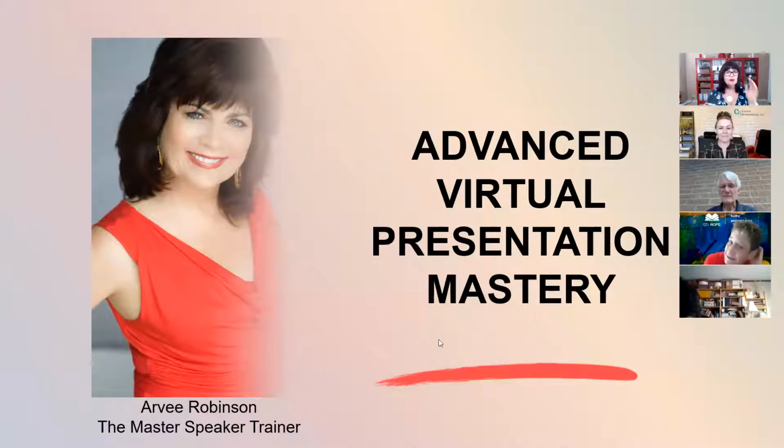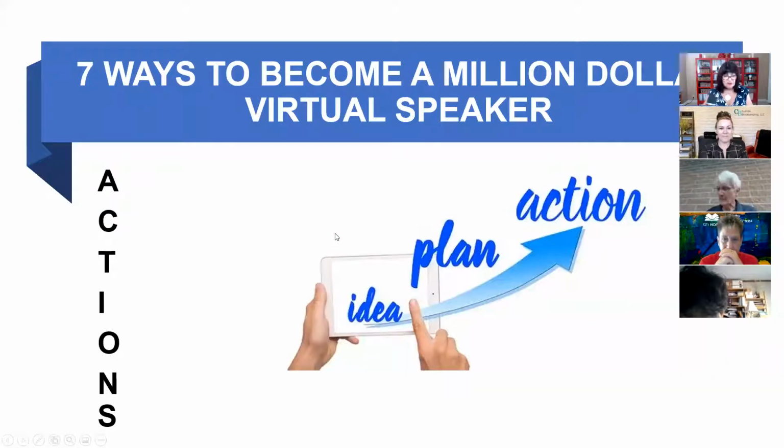So Advanced Virtual Presentation Mastery is what we're going to talk about today, the actual speaking end of it. We're going to talk about 7 ways to become that $1 million virtual speaker and get your audience to take action. If you can't get your audience to take action, then nothing is going to happen. If you want to use speaking to make a difference in someone's life, which we all do, and make money doing it also, you must get them to take action. If they don't, you're not going to get the results that you want. They're not going to get the help that they need either.